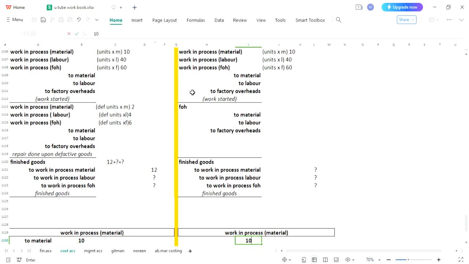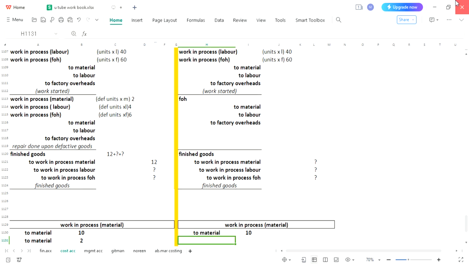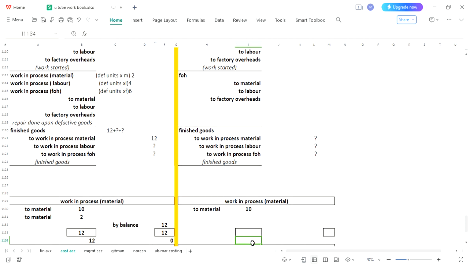Reference: how would we write the reference in the ledger? Whatever is written on the opposite side will be used as reference. On the opposite side, to material is written, so you will write to material over here. And then please focus, there is no work in process in the second entry. That's all. It means out of these two entries, there is only one entry which would be posted in your ledger.